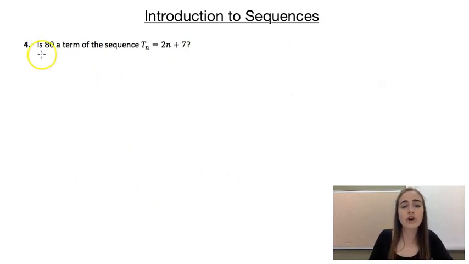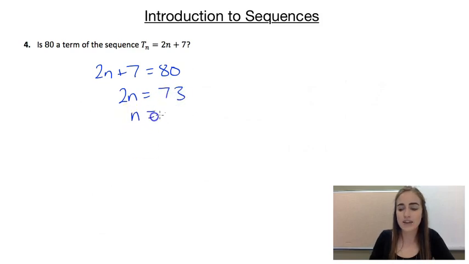So for our next example, we've got, is 80 a term of the sequence 2n plus 7? So if it is, there has to be a whole number n that's going to give us an answer of 80 here. So what we're going to do, we're going to write 2n plus 7 is equal to 80, and we're going to solve this. Again, if n is a whole number, then it is part of our sequence. So we're going to subtract 7, and we'll have 2n is equal to 73, which means that n would be equal to 36.5. So because it's not a whole number, the 36th term will be just under 80, and the 37th will be just over 80. Therefore, 80 is not a term in our sequence.